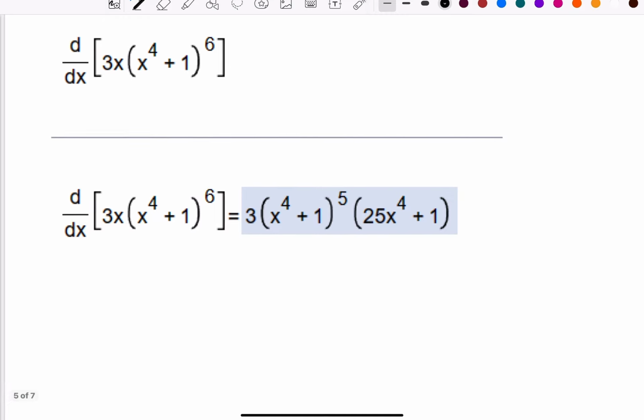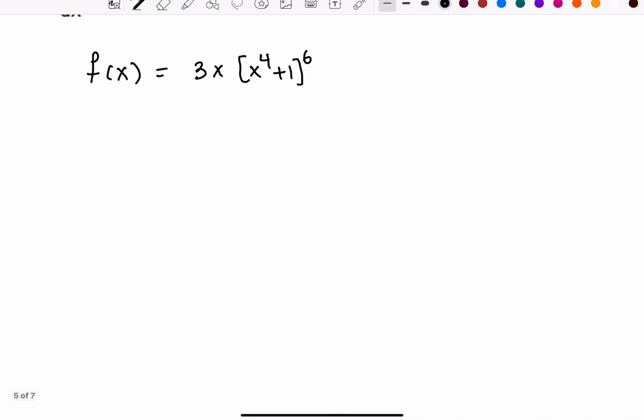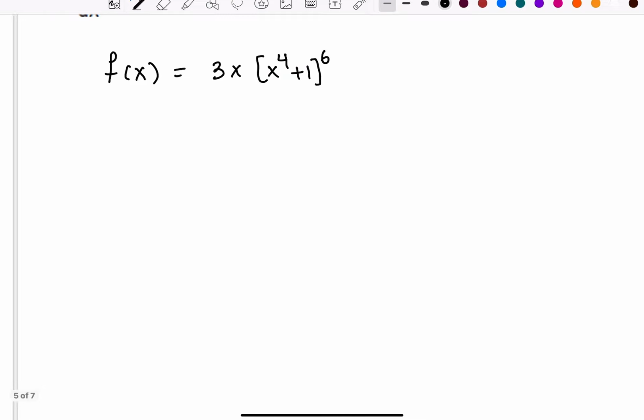Okay, let me rewrite this problem. So let me go ahead and write this down. d/dx of f(x). This is my function, 3x times (x^4 + 1) to the power 6. All right, and what I'm doing now is finding the derivative of this function.